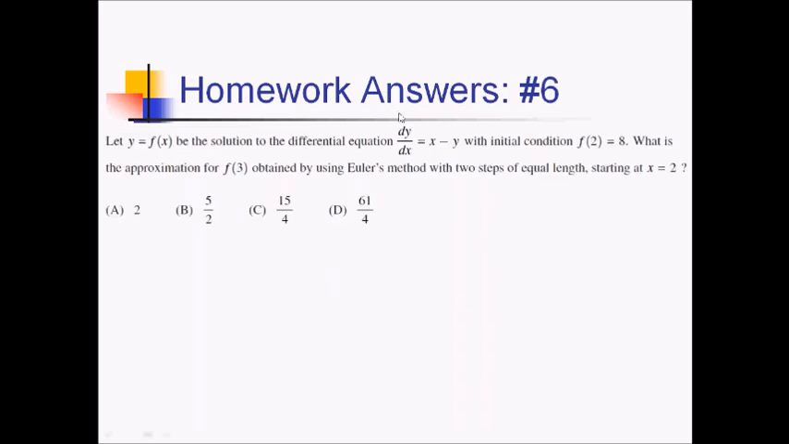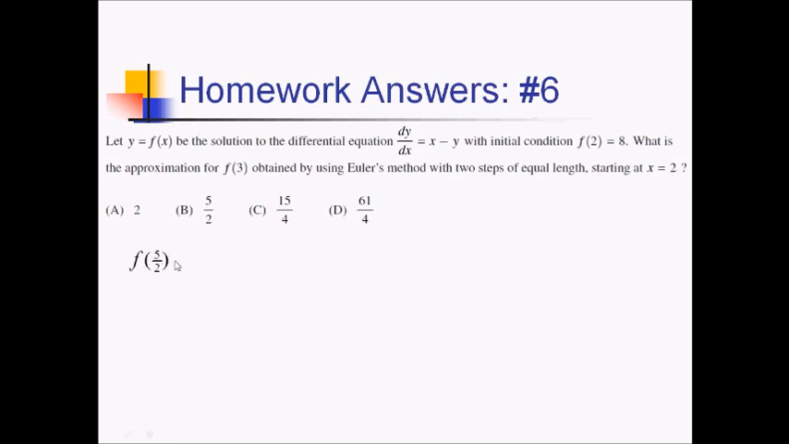For this problem, we're given the differential equation x minus y with the condition of f of 2 equals 8. We want f of 3 approximated with Euler's using 2 steps starting at x equals 2. So since we're using Euler with 2 steps, we need to first find an approximation for f of 2.5, and then we'll use that and launch off of that to find f of 3.